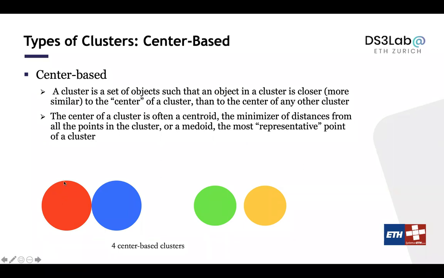So here we have center-based clusters, right? You can see there are pros and cons, right? The good thing about this is it's actually very simple to define a cluster, right? I have a centroid, I have the radius, I'm done, right?